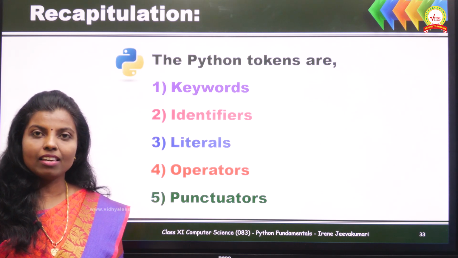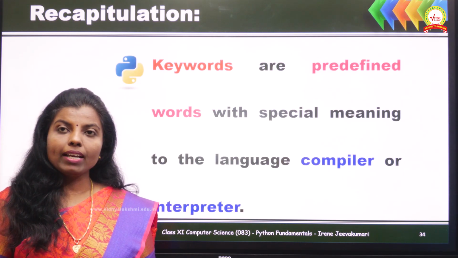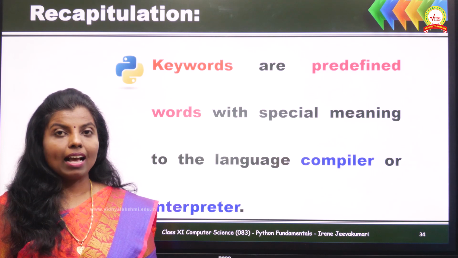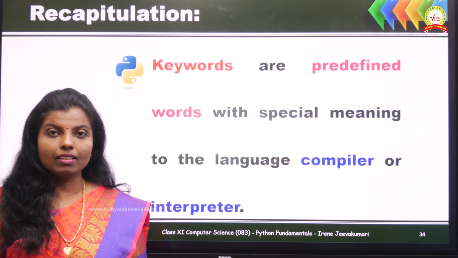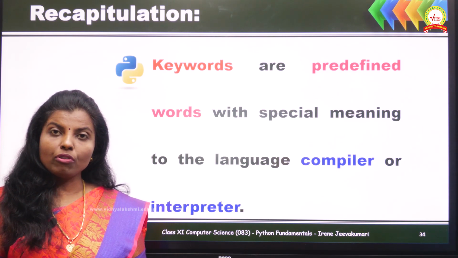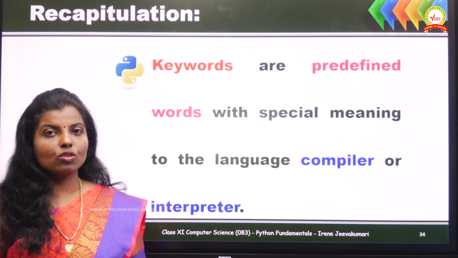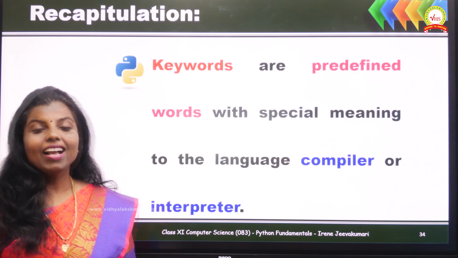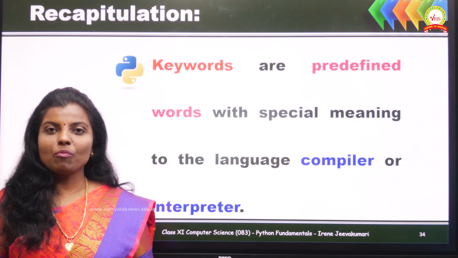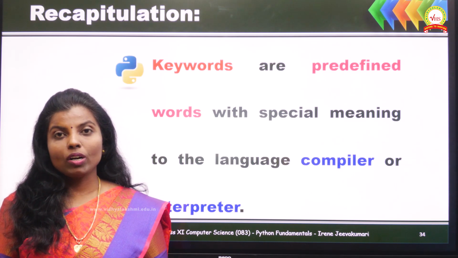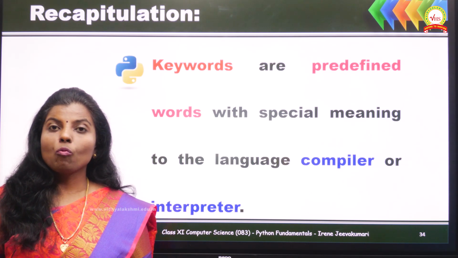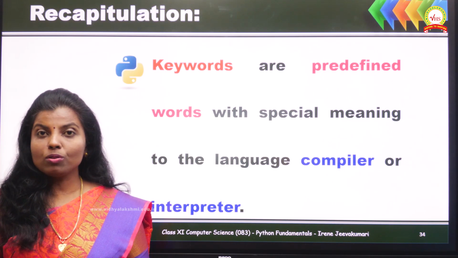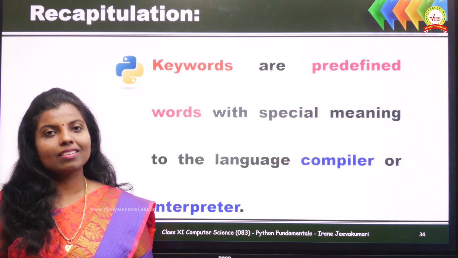Let us see what a keyword is. Keywords are predefined words with a special meaning to the language compiler or interpreter. Keywords must be used only for those special purposes. They must not be used as a normal identifier. In this session, we have learned about the fundamentals of Python, what a character set is in Python, what tokens are in Python, and also one of the tokens, keywords.